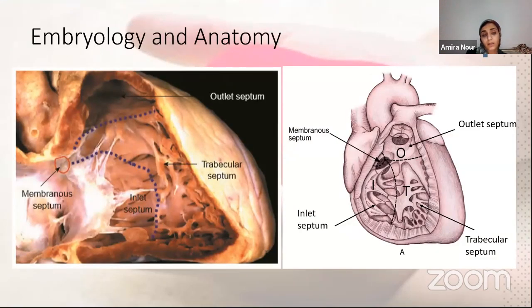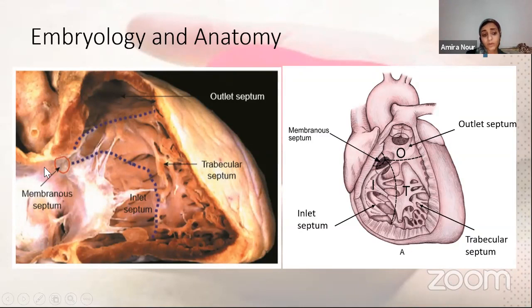Regarding, secondly, the embryology and anatomy of VSD, I will not go through the details of embryology. I just want to say that we have two parts of the interventricular septum. I mean the embryology and the anatomy of the interventricular septum, of course. From the right ventricular aspect, here this is a specimen as if I am standing in the right ventricle. The embryology of the interventricular septum, we have two parts, the membranous part of the septum, and all this is the muscular part of the septum.